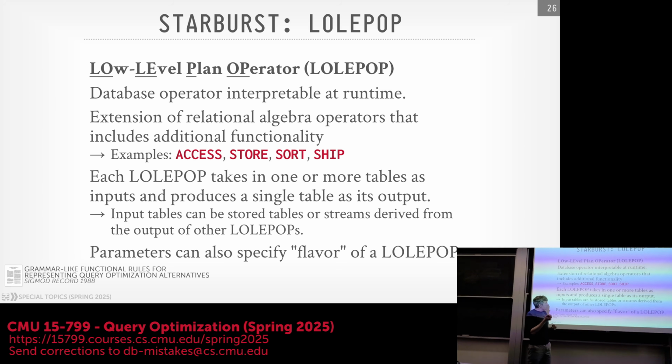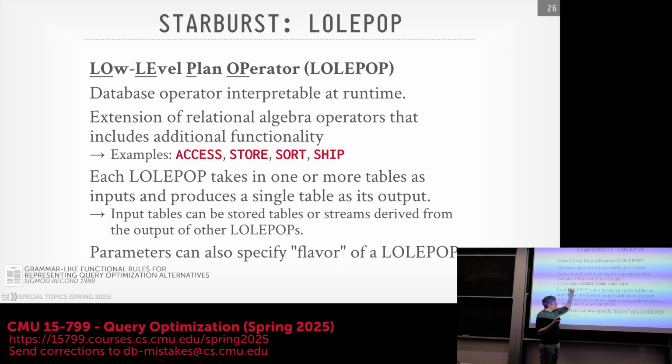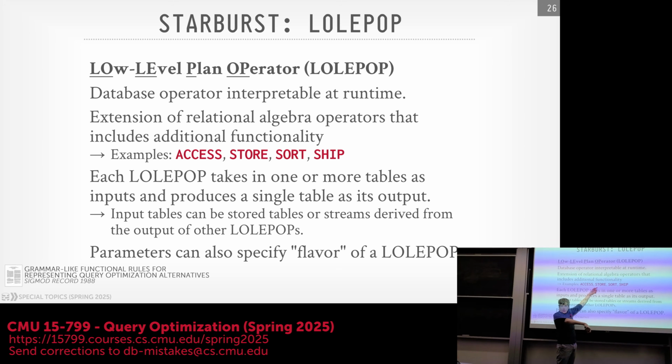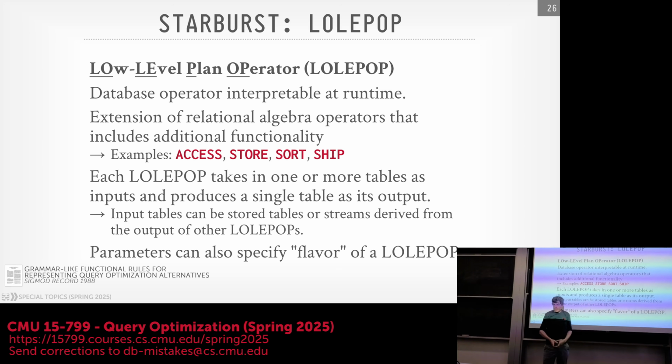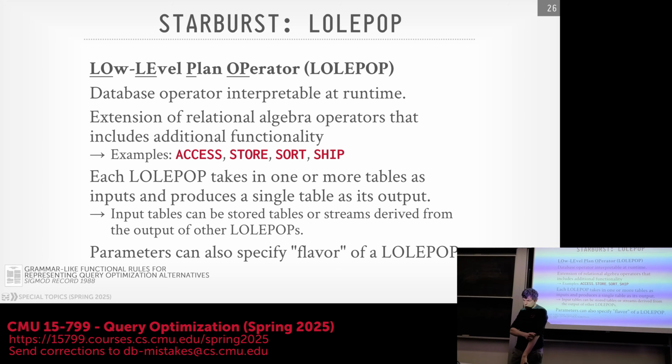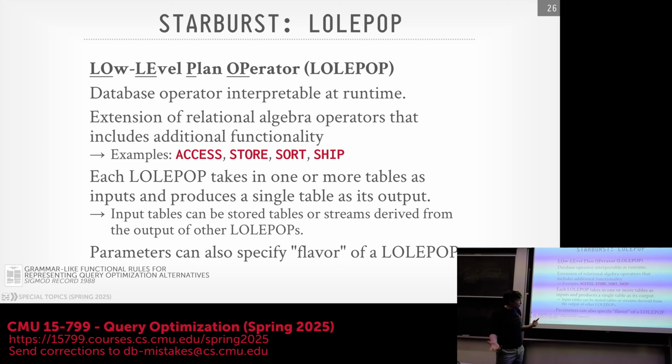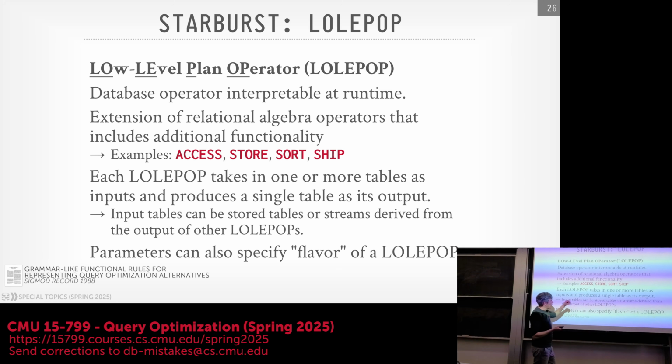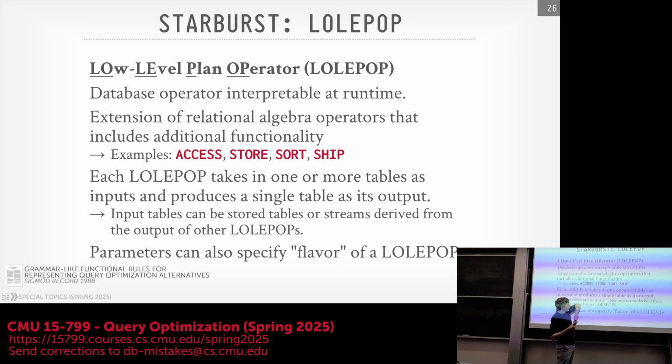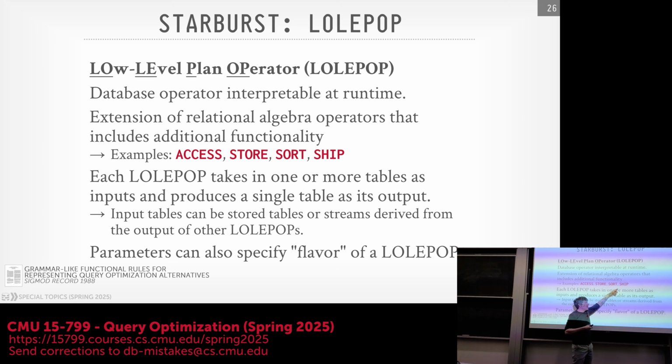Relational algebra didn't have an operator to do accessing tables from some location. I guess you could say the select operator is sort of that, but it didn't have an explicit operation to store something into a table. So the access basically converts the stored tables into streams, and then the store is converting the streams into stored tables. And the ship is basically to send things over the network if you're doing a distributed system.